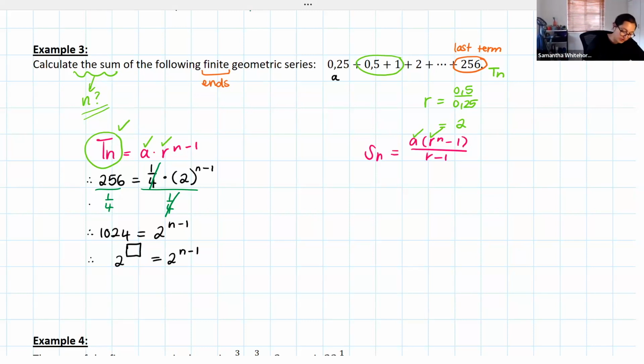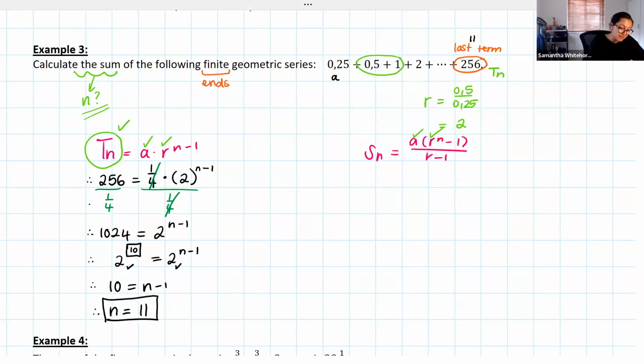Nice. 2 to the power 10 is 1024. And so we can now equate our exponents because the bases are equal. So I just need to get my exponents equal. And so n, as I think Kirsten had put there on the chat earlier, is equal to 11. So now I know, that's not my final answer. Now I know that there are 11 terms in the series.